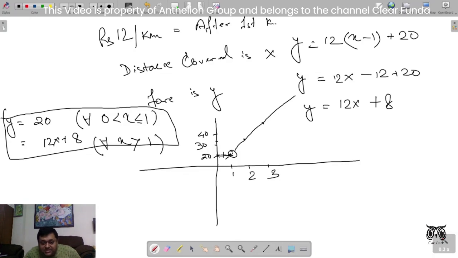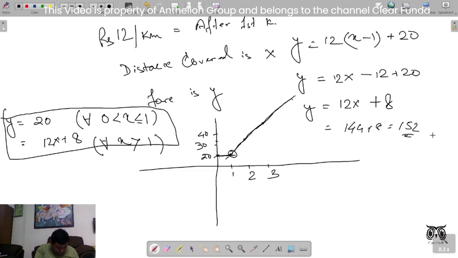The first part is a straight line like this, then from here it goes like this. This is how we should define this problem. Now he is asking to find the money charged for 12 kilometers. So put x equals 12. You can also put it here: 12 times 12 is 144, plus 8. So this is 152. This is the kind of number that we get in this scenario.